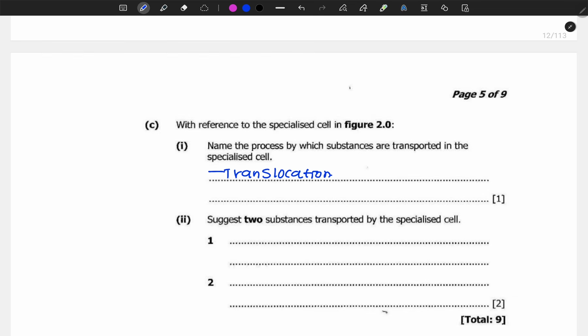Suggest two substances transported by the specialized cell. So here we have carbohydrates, and also proteins.